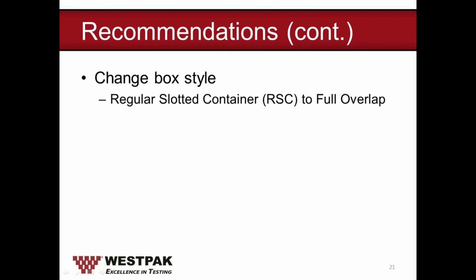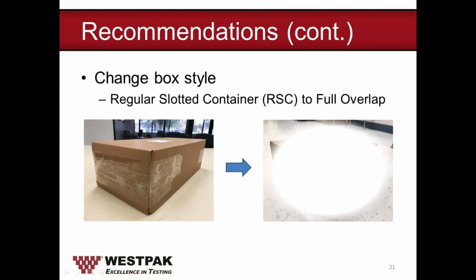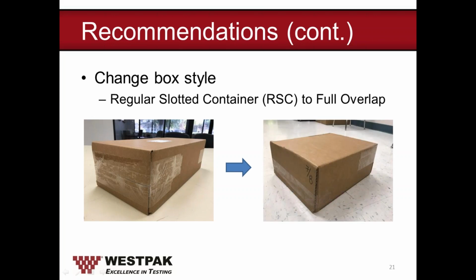Another recommendation we provided is change the box style. The box he had was a regular slotted container, shown on the left right here. Please understand these are not the actual boxes that we had for the customer, so these are representation boxes I'm trying to show to you. On the left is a regular slotted container where the flaps are met and taped together. We recommend a full overlap, where the outer flap crosses over to the other side, giving the box more compression strength.